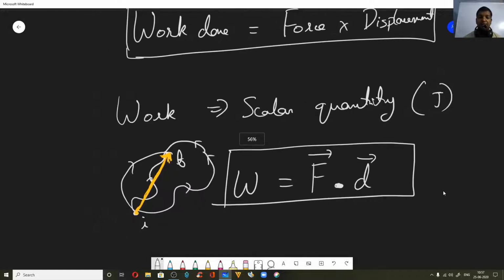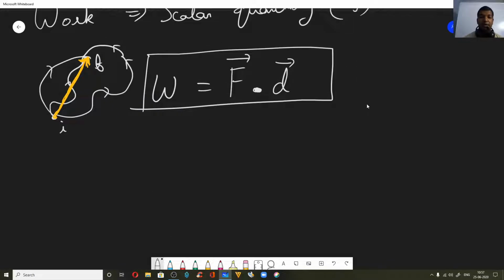Now you know what we used to write for A dot B, correct? We used to write A dot B as AB cos of the angle between them. AB means the magnitude of A and the magnitude of B, multiply both the magnitudes, and also multiply by cos of the angle between them. Now let us take one simple example.